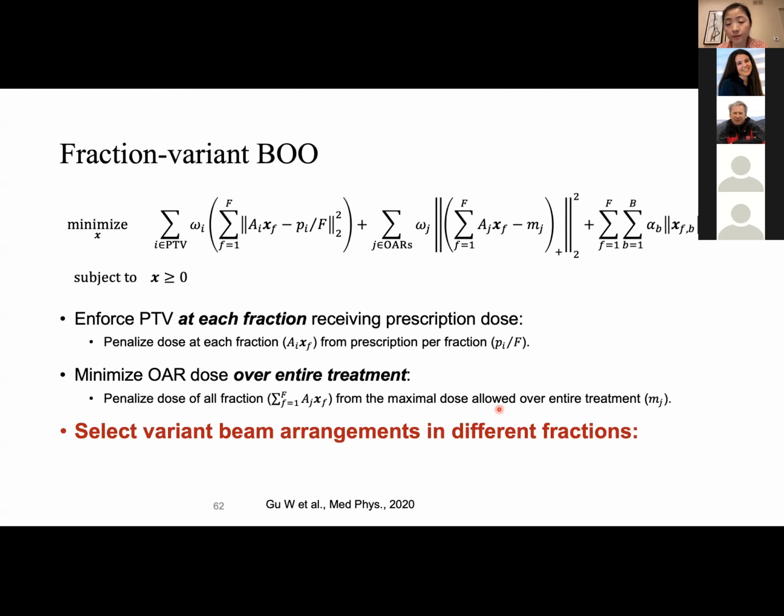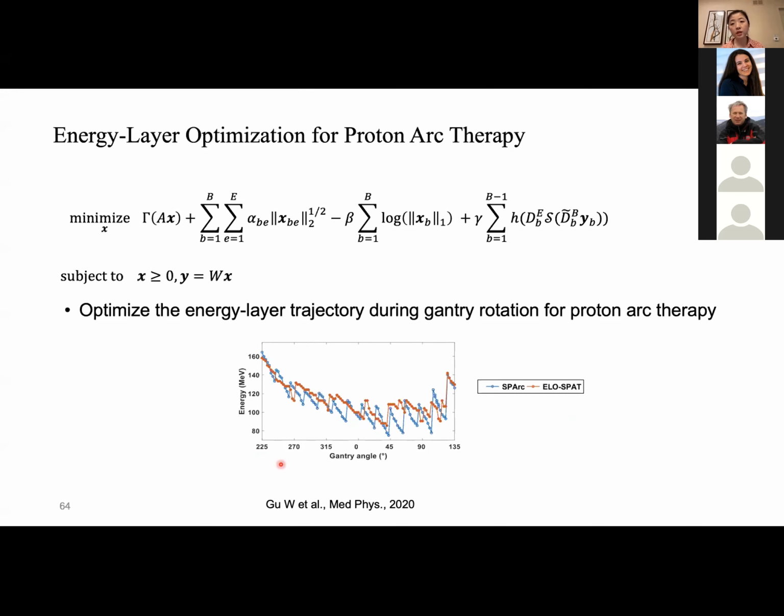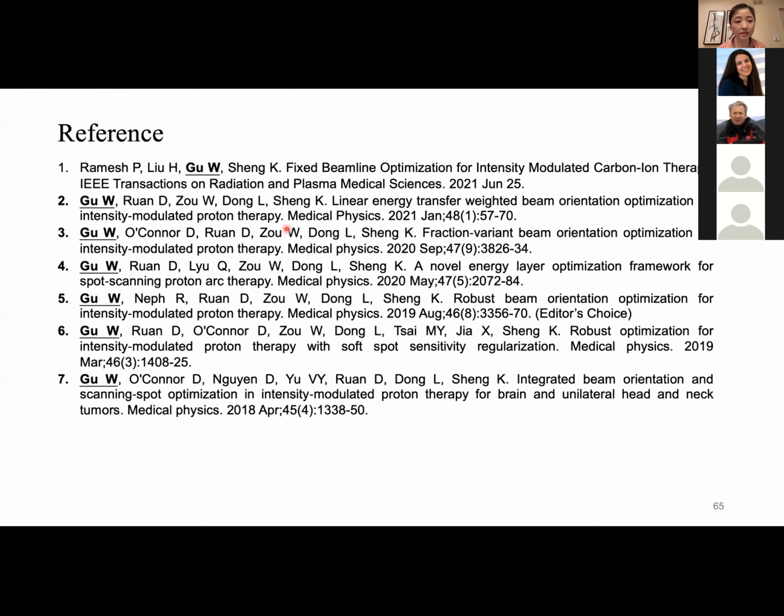I'm running out of time here, but I just want to say that this framework also gives us a very flexible platform to try to understand and solve more problems. Like, I use this to formulate a new framework to select different beam arrangements in different fractions, to include biological effectiveness into BOO, and also, instead of just beam orientation optimization, I use it for proton arc therapy, trying to optimize the energy layer trajectory during gantry rotation, and we can still see the group sparsity penalty in the function. Thank you. Here are the references, if you are interested, you can find the works in these papers.